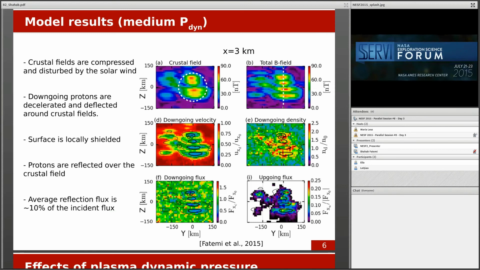Here I only show the detailed results of the medium dynamic pressure run at 3-kilometer altitude above the surface. If you're interested to see more details, you can go read the published paper we have on this study in JGR Space. In all these panels shown here, the solar wind is pointing into the plane. The top left shows the undisturbed crustal fields.